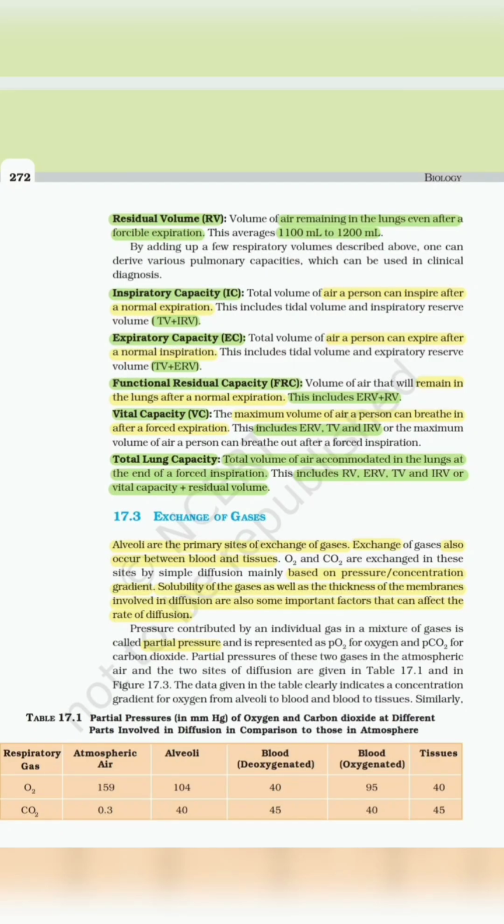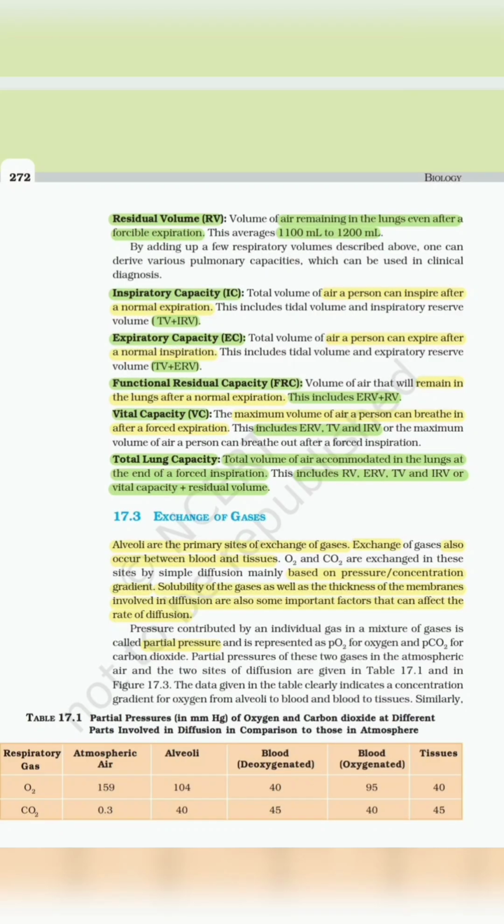Pressure contributed by an individual gas in a mixture of gases is called partial pressure and is represented as PO2 for oxygen and PCO2 for carbon dioxide. Partial pressure of these two gases in the atmospheric air and the two sites of diffusion are given in table 14.1 and in figure 14.3.